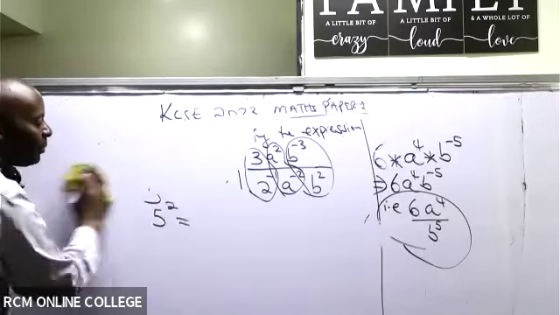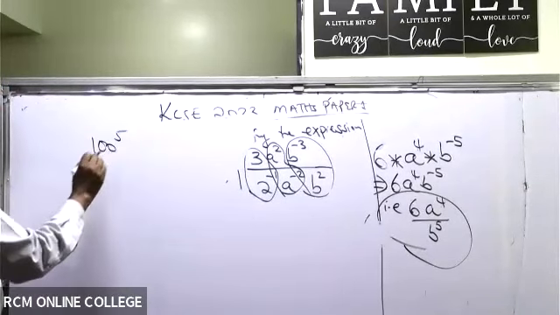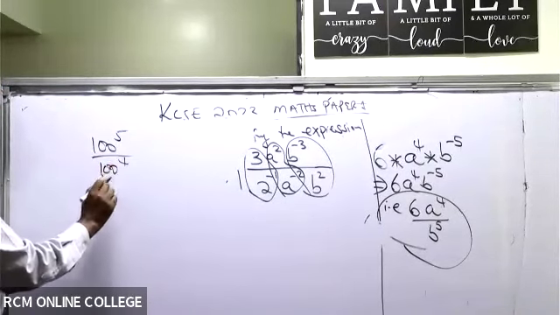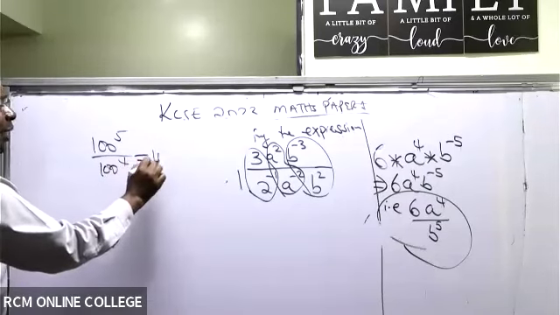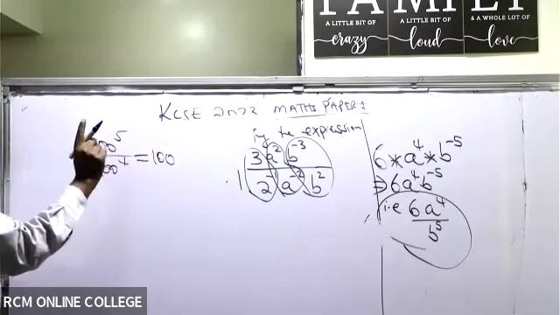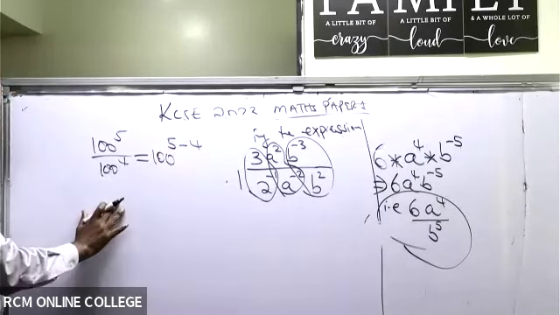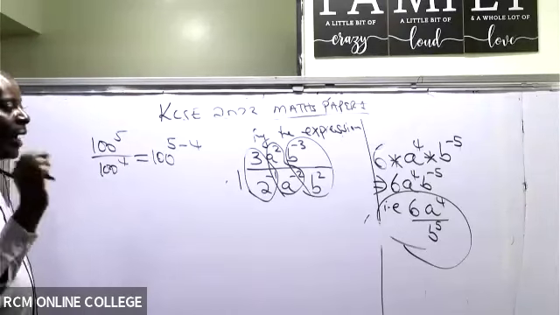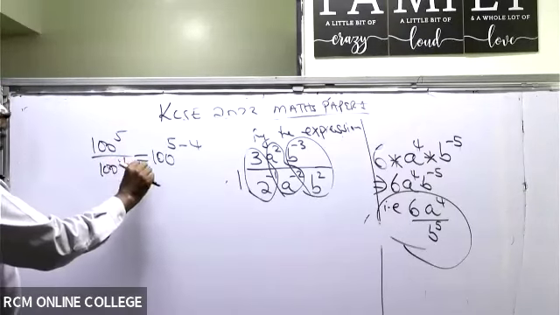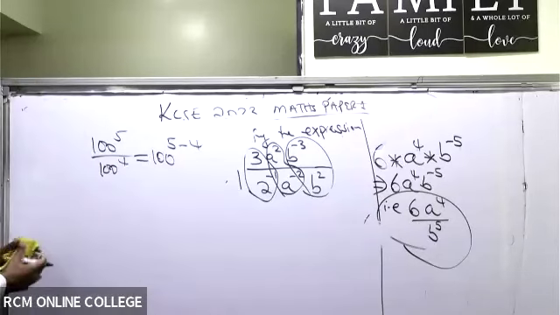Even if it's a very big number, if you tell me 100 raised to power 5 divided by 100 raised to power 4, so long as the bases are equal, I will write one base to get the final answer, and then I deduct the powers whenever it's division. If it was multiplication, I would have added the powers. So this would have given me 100 raised to 1, which is just 100.